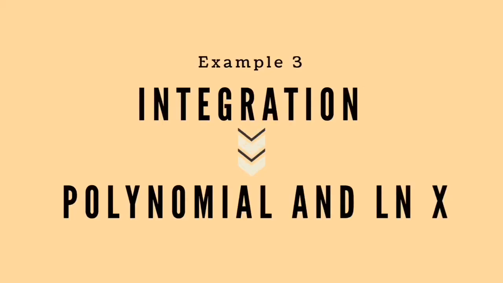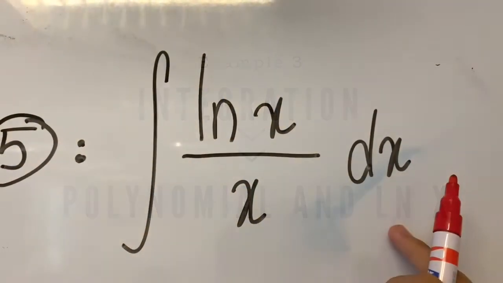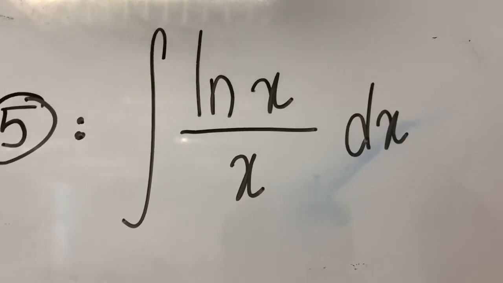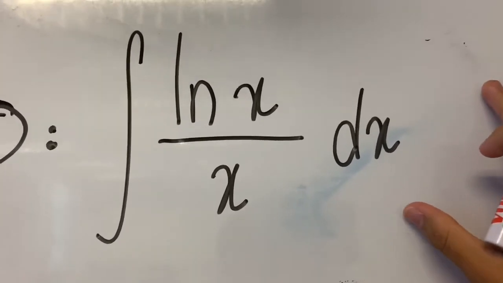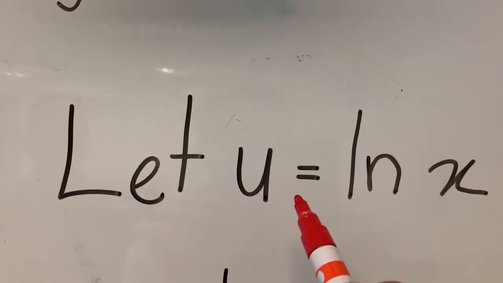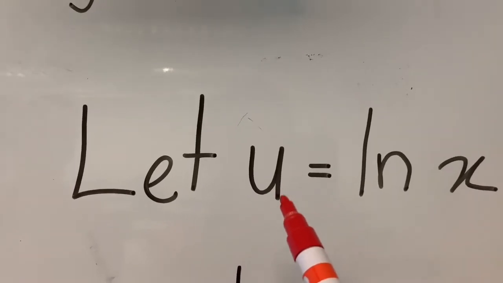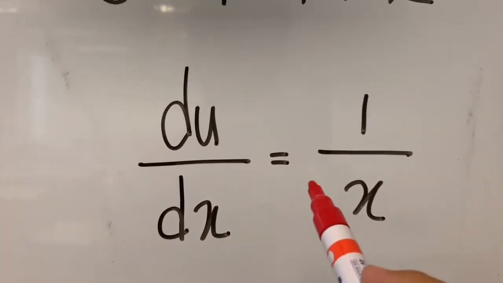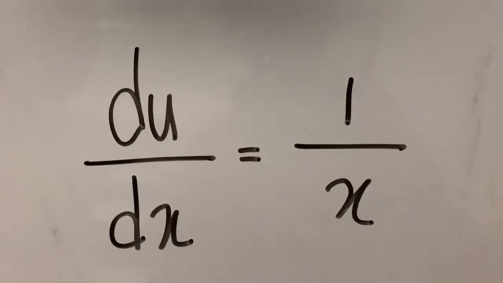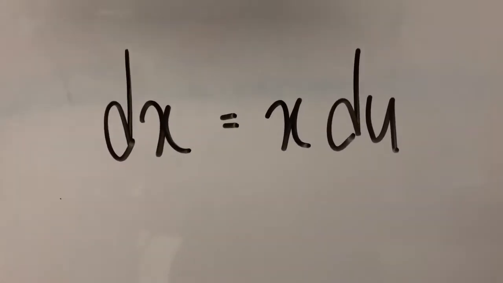So we will proceed to the next example, which involves an integration of polynomial and also the expression of ln x. The question that we've been given is, let's integrate ln x over x dx. From this question, we can let u equal ln x, and then we need to differentiate u with respect to x, and the answer will be 1 over x. And then we can let dx be the subject, so the answer will be x du.